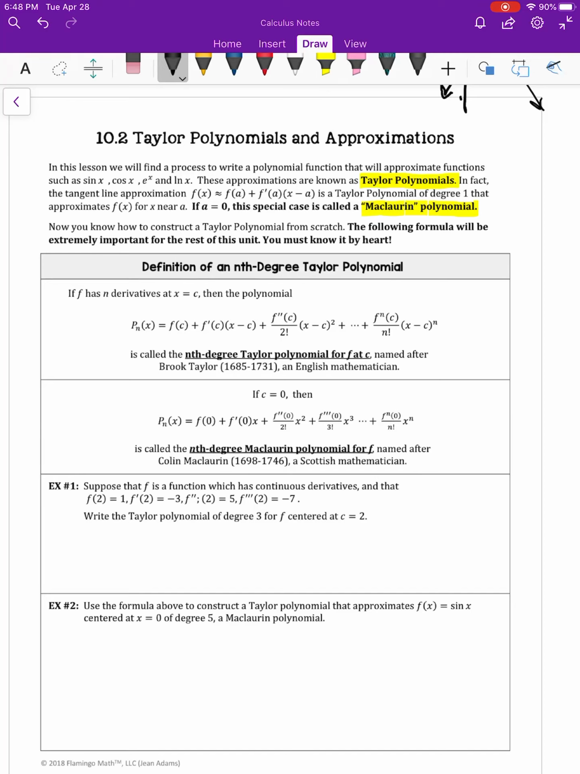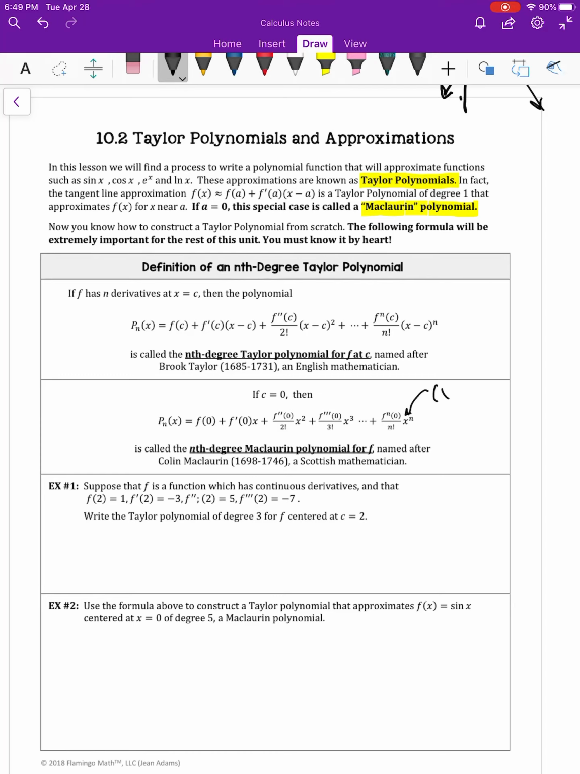If c equals 0, then p sub n of x equals f of 0 plus f prime of 0 times x plus f double prime of 0 divided by 2 factorial times x squared plus f triple prime at 0 divided by 3 factorial times x cubed plus dot dot dot f to the nth derivative at 0 divided by n factorial times x to the n is called the nth degree Maclaurin polynomial for f, named after Colin Maclaurin, a Scottish mathematician.